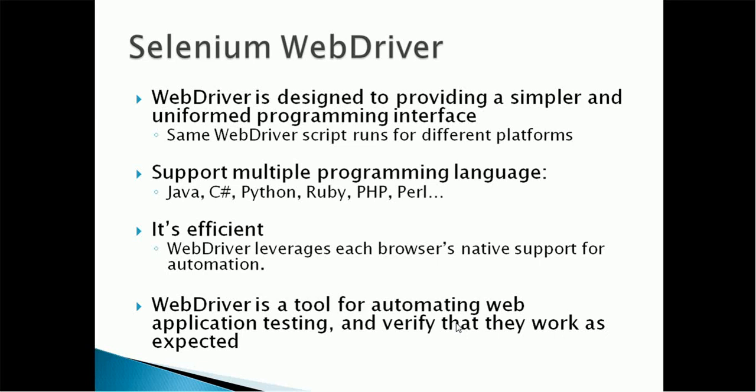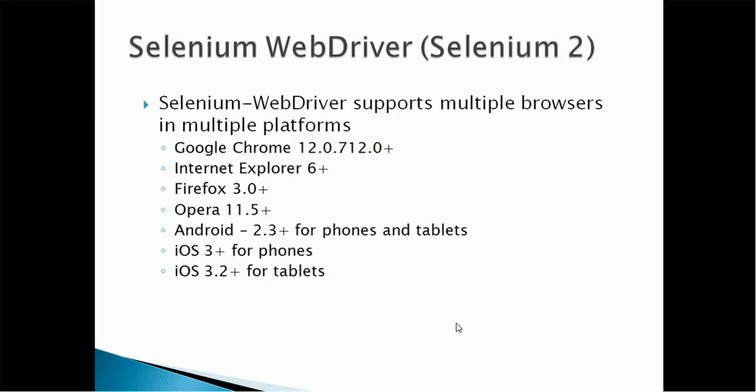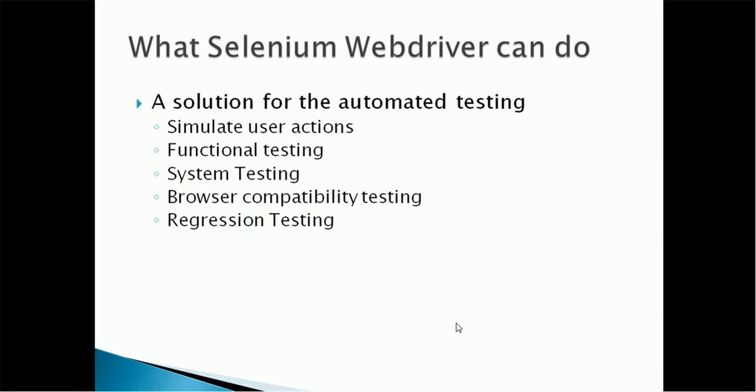And WebDriver is a tool for automating web application testing and verifying that they work as expected. And these are some of the browsers which are supported by Selenium WebDriver: Google Chrome, Internet Explorer, Firefox, Opera, Android, iOS, and iOS 3.2 for phones and tablets. What can Selenium WebDriver basically do? It can simulate user actions and do functional testing, system testing, browser compatibility testing, and regression testing.